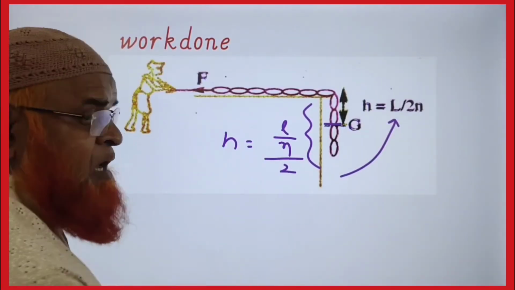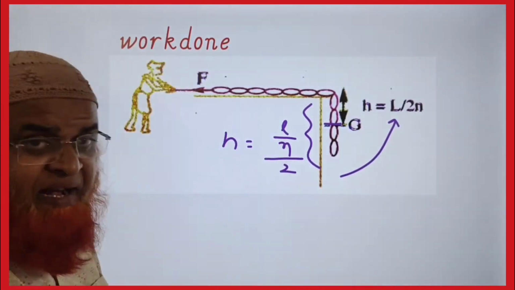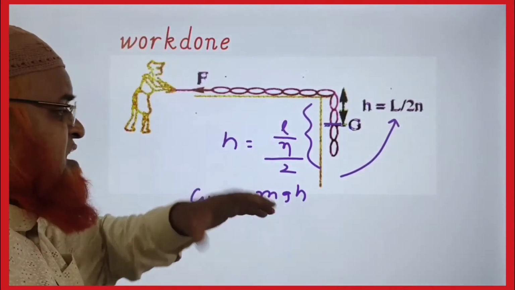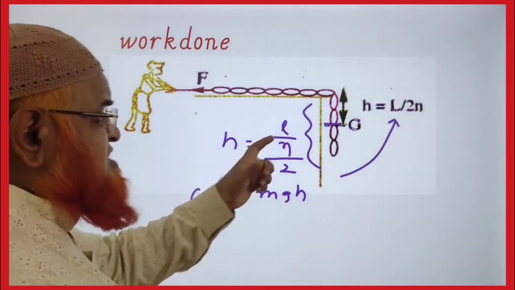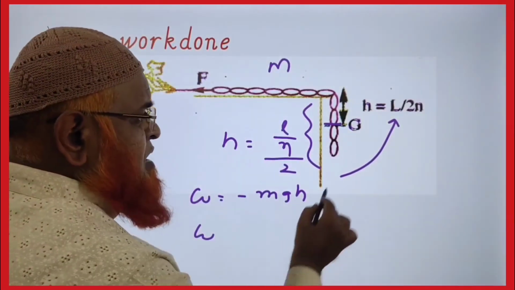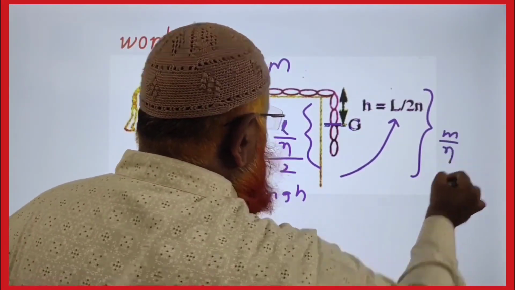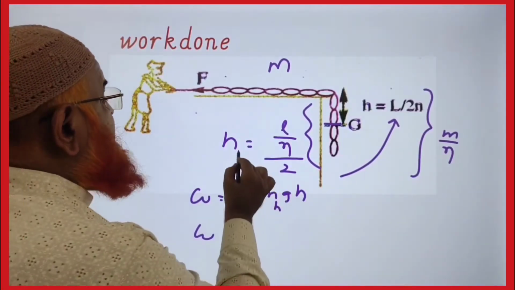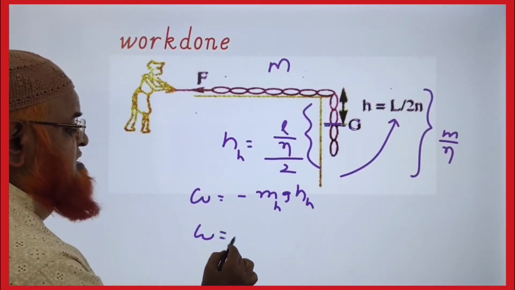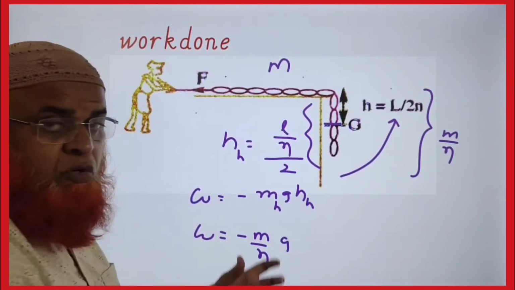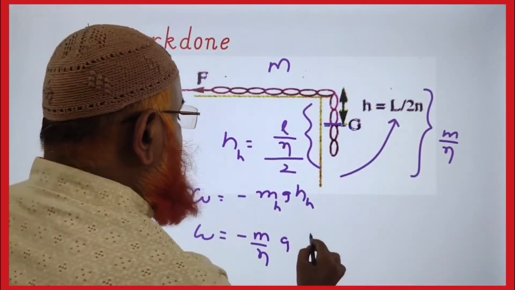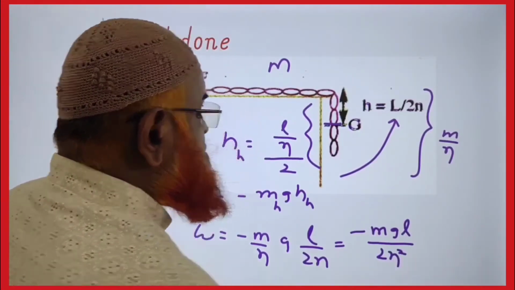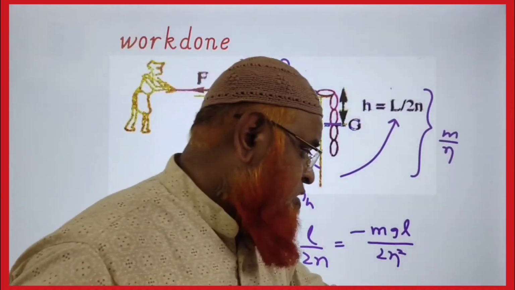Therefore, work done in pulling the chain upwards against the gravitational force is considered to be minus mgh, because it's going opposite to the gravity, so the minus sign will come. The total mass of the chain is m, but the hanging part is having the mass only m by n. Therefore, the mass of the hanging part times g into the height of the hanging part is minus m by n g into h. h means it is going to be L by 2n. So your total result is mgL by 2n square. That's it. Now let us go for the next topic regarding chain here.